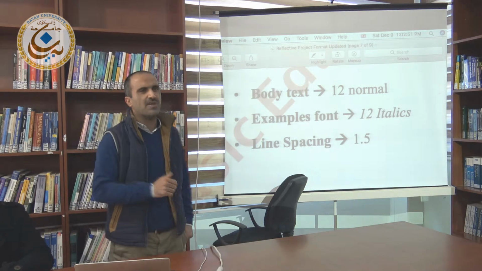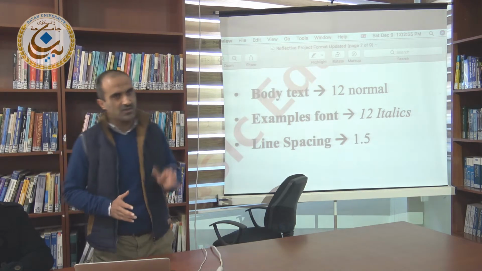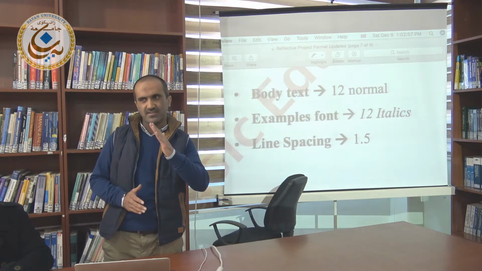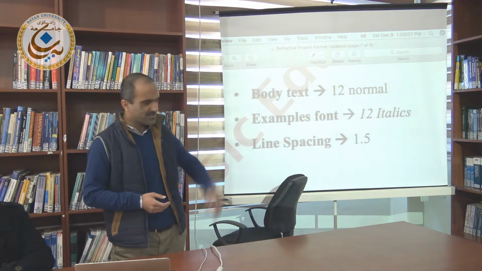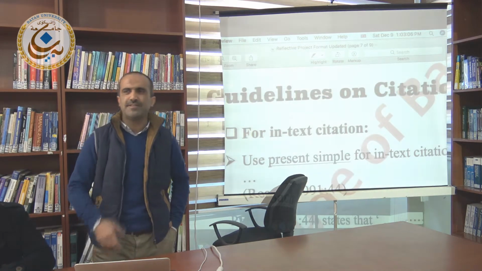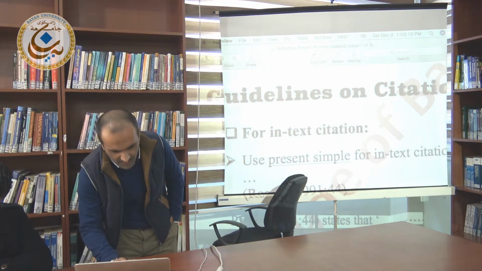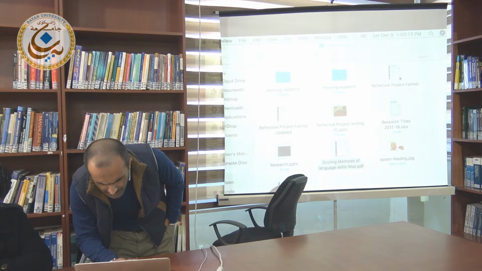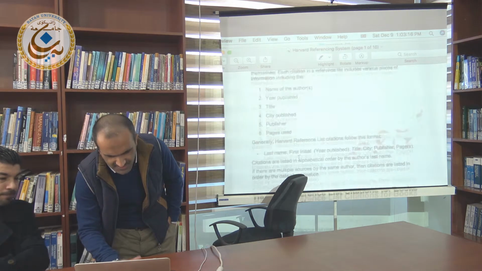And examples, especially when you do research about drama, you have to make them italic in order to make them outstanding. And line spacing 1.5. For in-text citation and the references, we're going to use the Harvard system. Let me show you. Yeah, this is the Harvard system.